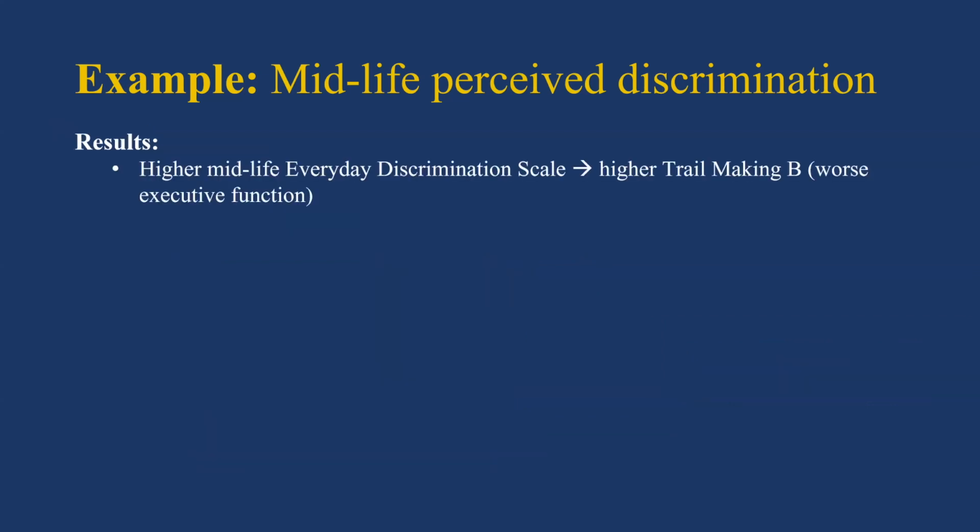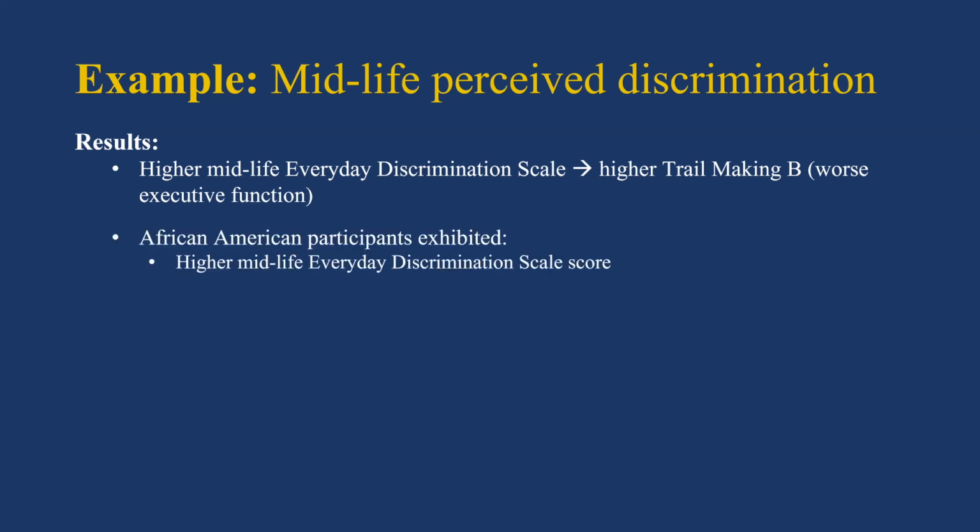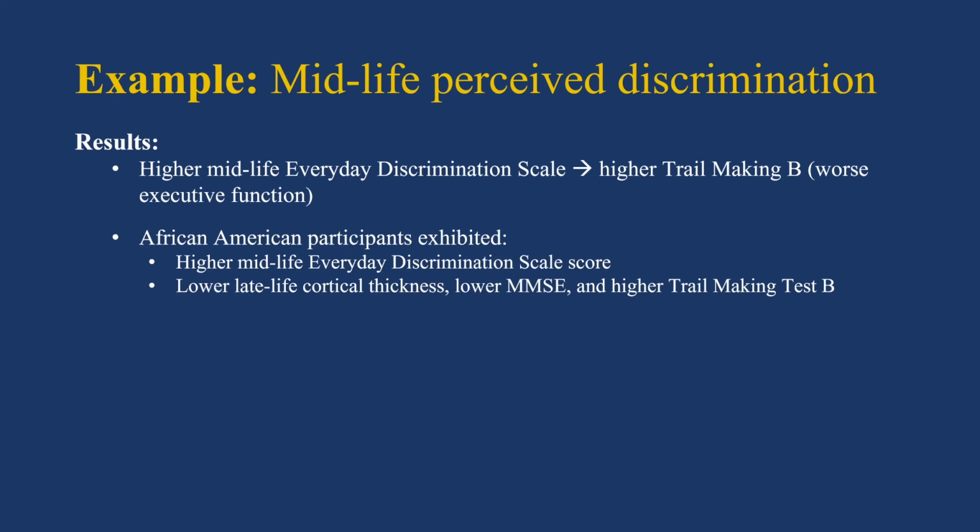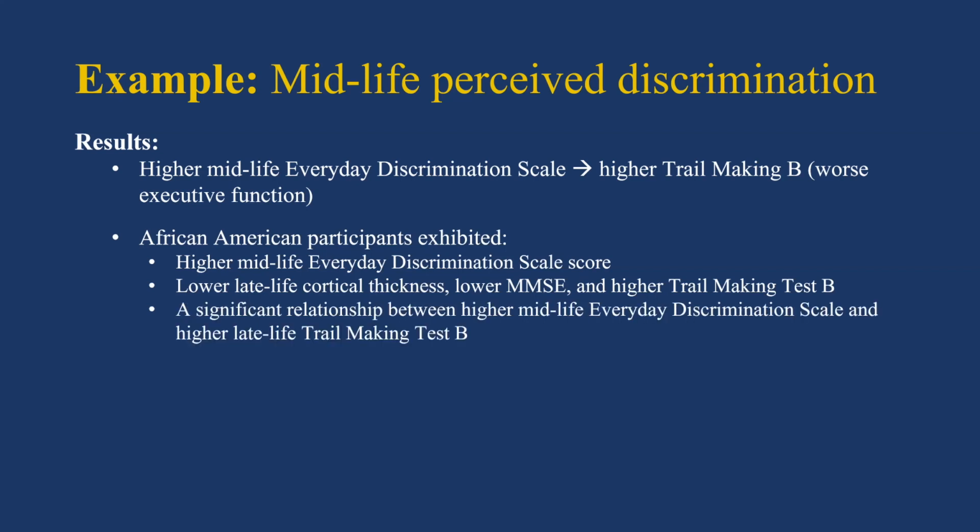And so what we found was that higher everyday discrimination scale score in midlife was related to higher trail making test B score or worse executive function in late life. And this was true in both unweighted and weighted analyses. African American participants exhibited higher midlife everyday discrimination scale scores and exhibited lower late life cortical thickness, lower MMSE, and higher trail making test B scores. And the relationship between midlife everyday discrimination scale score and late life trail making test B score was only significant in African American populations when stratified. And this was true in both unweighted and weighted analyses.